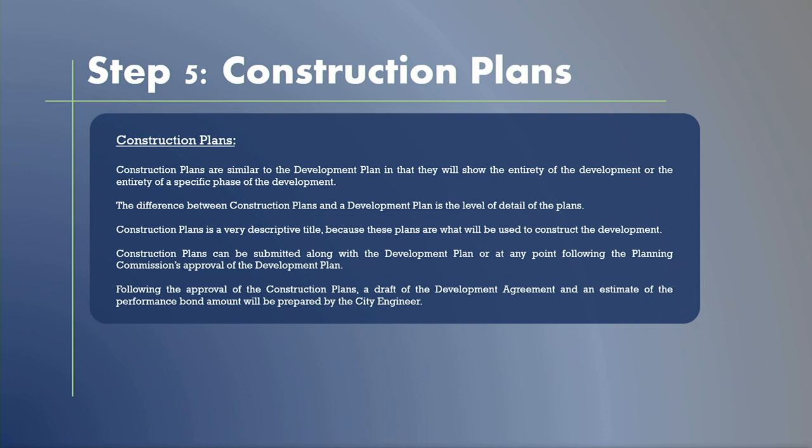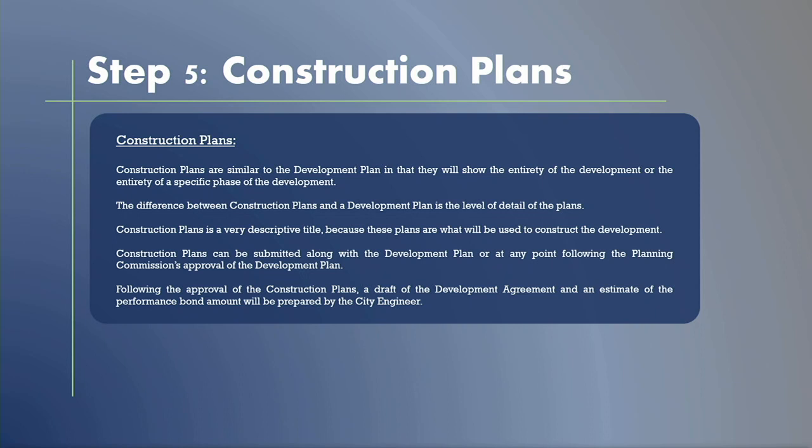I think the main difference between the development plan and the construction plan is that construction plans is a very descriptive title. It is literally the plans by which the project will be constructed. They contain all of your engineering information, your grading, all of your pipe sizes, all of your utility information, everything of that nature. So that's a greater level of detail.